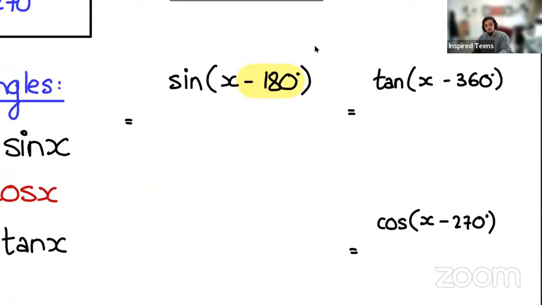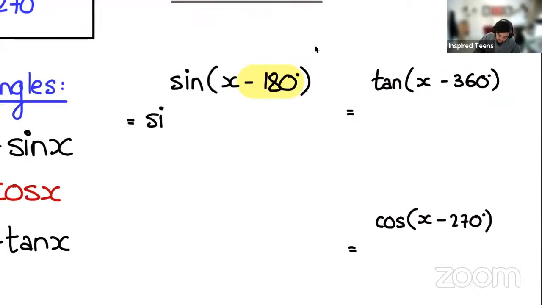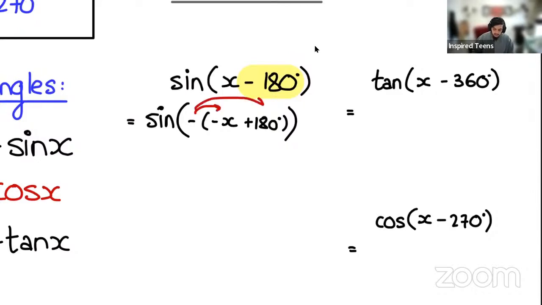So in order to help us, we try to make that positive by taking out a negative bracket. So let's do that. I have sine. I take a negative out, so I divide by negative 1. I am left with negative x plus 180. I haven't changed the value of anything, because if I multiply out this bracket, I will still get x minus 180. Just keep that in mind.